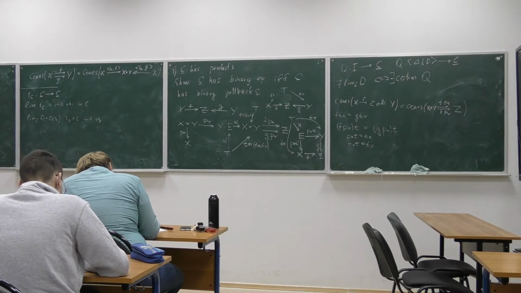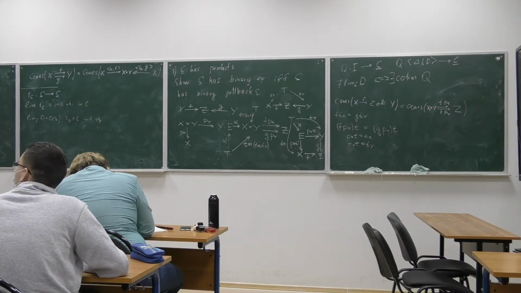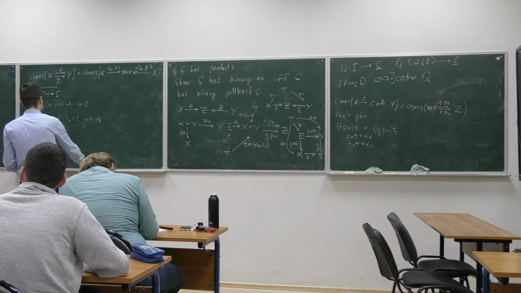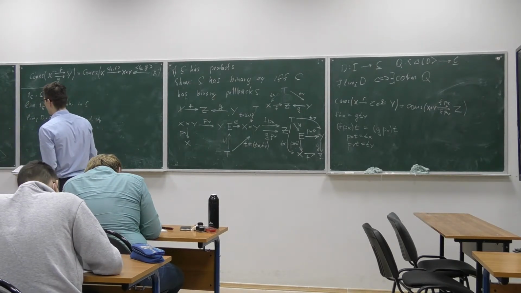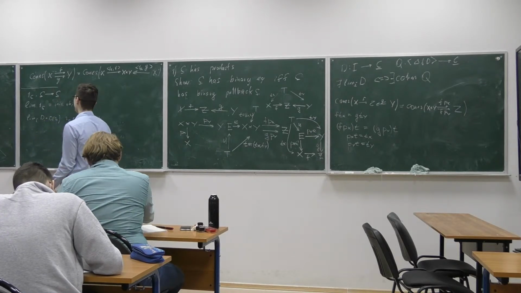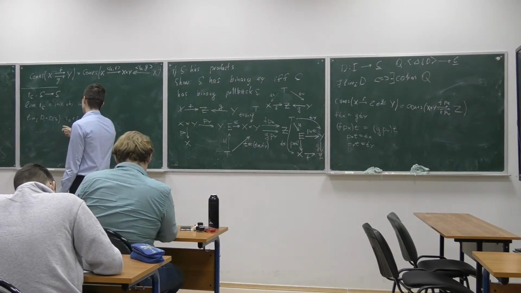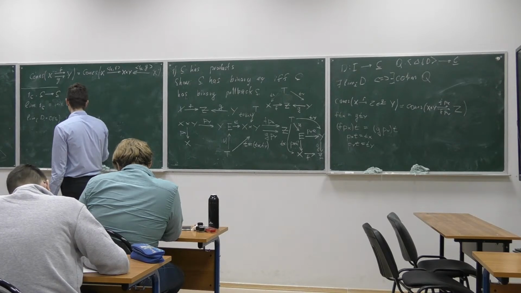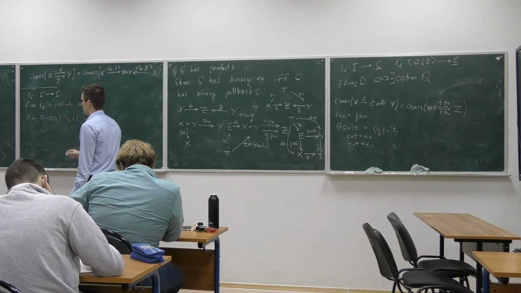For some reason, the second problem seems more trivial than the first one, even though the first one is a special case of the second one. So that's the beauty of category theory. So if we want to show the second one, well, what do we have?